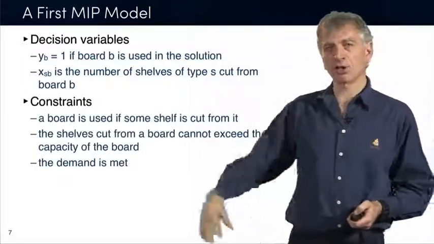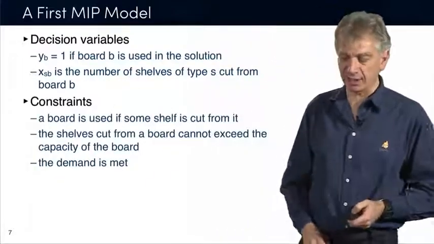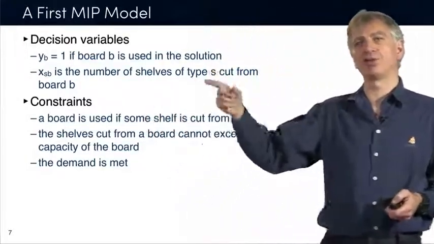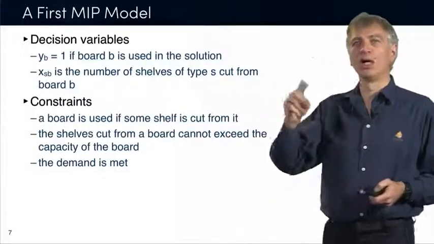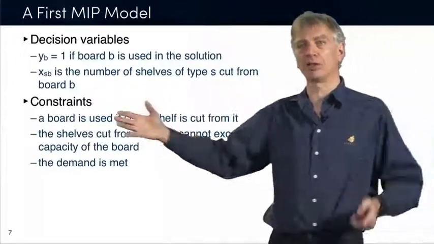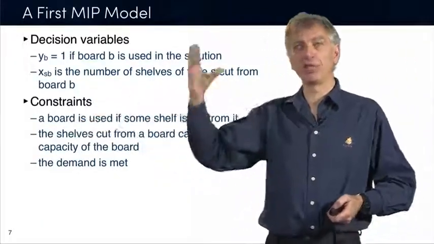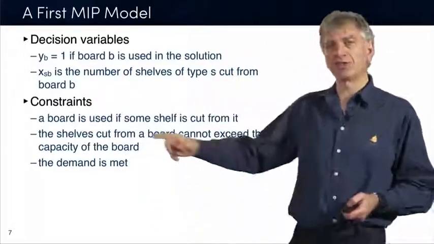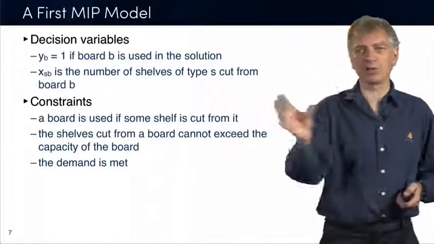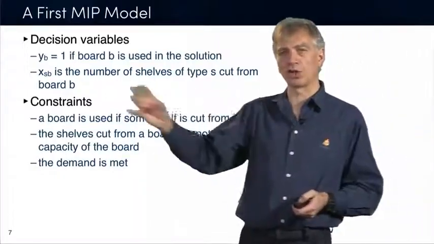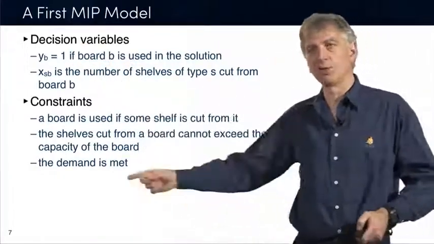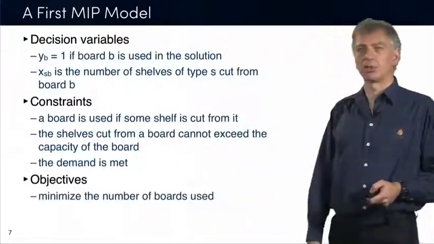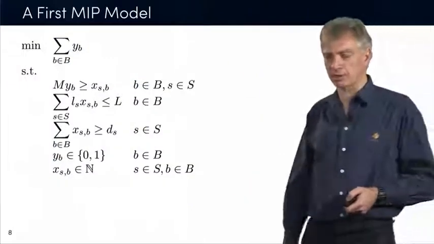Now the constraints that you will have to express inside the MIP are the typical constraints that you have when you have these 2 types of variables. One of them says that board B has to be cut if I'm delivering some shelf from it. The second thing you want is to make sure that the sum of the things cut from a particular board doesn't exceed the size of the board, and then you have to meet the demand of the customer. And the objective, of course, is to minimize the number of boards. So this is a MIP which is describing that.